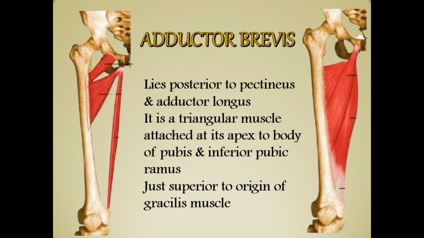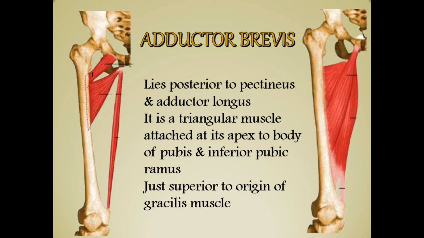Adductor brevis, as the name indicates, adducts, but it is comparatively shorter than the adductor longus or magnus. Adductor brevis lies posterior to the pectineus and adductor longus muscle. They all are in the same position and compartment, but the adductor longus and pectineus are slightly more anterior than the adductor brevis.